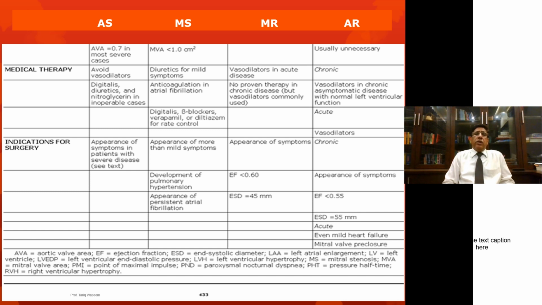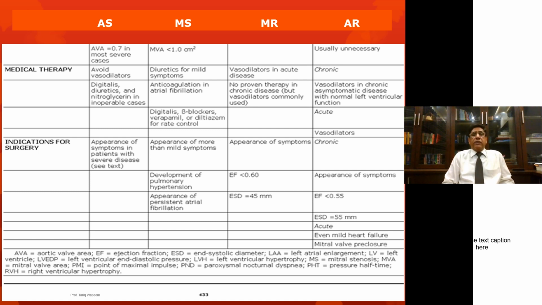Indication for surgery in aortic stenosis is if a patient is symptomatic with severe disease. Again, we talked about some echo indicators: if you have a valve area of less than 0.7 or a pressure gradient of more than 50 millimeters of mercury across the aortic valve, it becomes an indication for some surgical intervention.